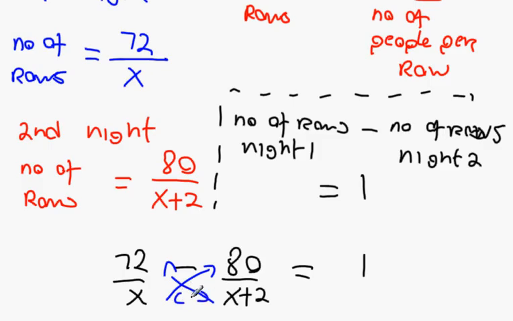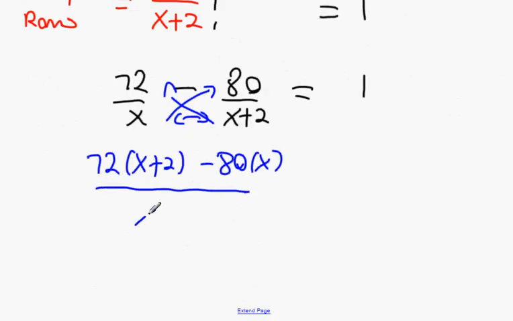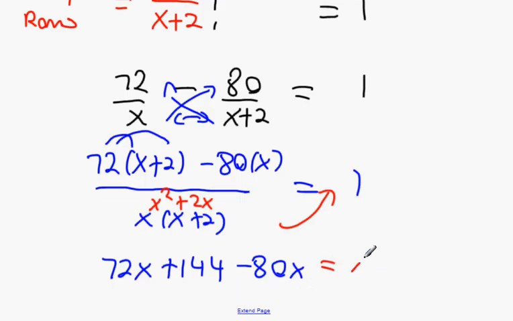So what we're going to get is the following. We're going to cross multiply and multiply out the bottom. So we're going to get 72 into X plus 2 minus 80 into X, all over X into X plus 2. All of that will have to equal 1. We're going to get 72X plus 144. When you multiply them out, you're going to get minus 80X on the top. This here is X squared plus 2X, isn't it, when you multiply it out.